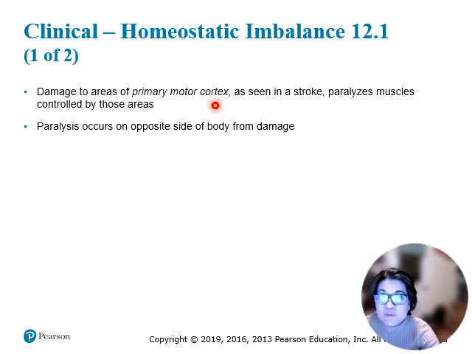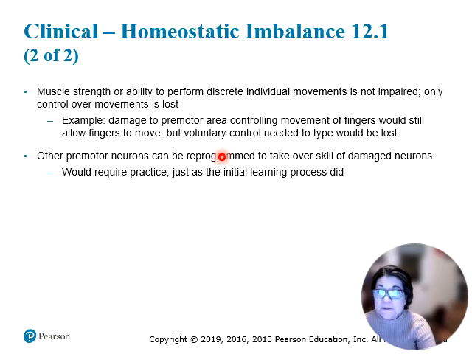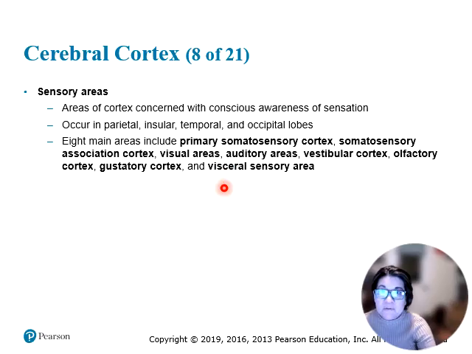Okay, so if you damage your primary motor cortex, like I said, like if you have a stroke or something, that's going to cause paralysis on the opposite side of the body, and it depends on where in the homunculus your damage is done and what body parts you won't be able to move. If muscle strength is impaired, there might be damage to your premotor area, so they can kind of determine where that is.